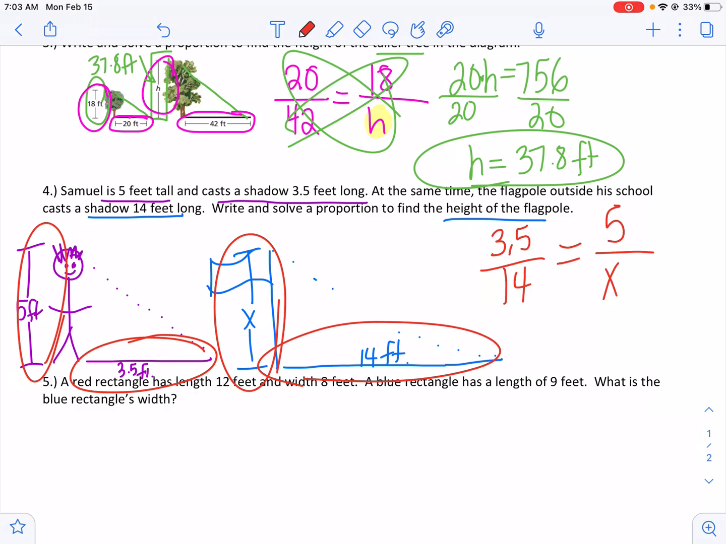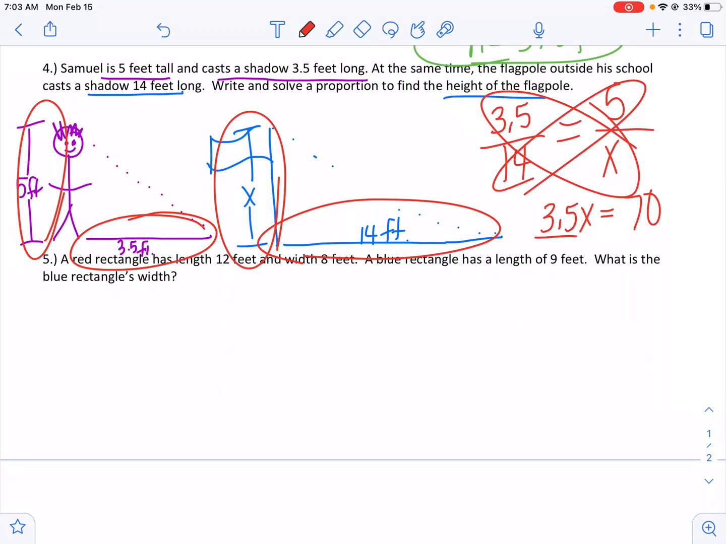All right, so let's cross multiply to solve this. I have 3.5x equals 70. And if I want to solve for x, I divide by 3.5, and in your handy calculator, you should get 20. So how tall is the flagpole? The flagpole is 20 feet tall.